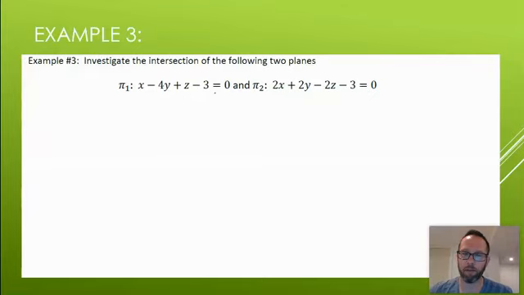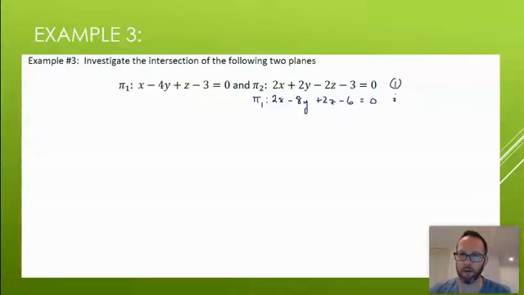So the idea here is, with two equations and three unknowns, the best we can do is eliminate one variable to get one equation with two unknowns. In this case, I'm just going to eliminate the z's. So I'm going to multiply pi 1 by 2. So 2x minus 8y plus 2z minus 6 equals 0. Hopefully you would agree that's just plane 1. It's the same plane. I just scaled everything up by 2. And now I can eliminate the z's.